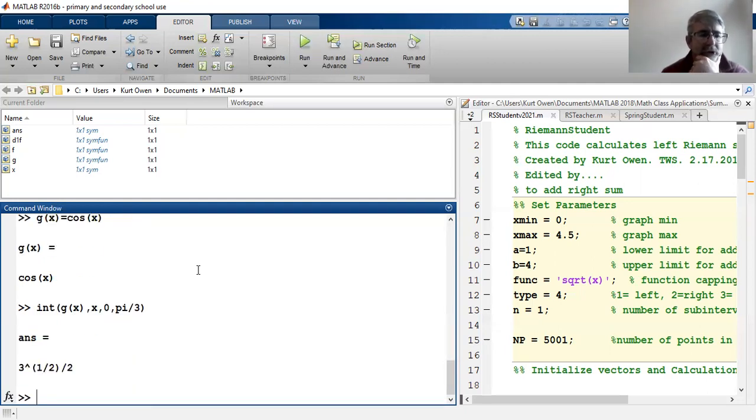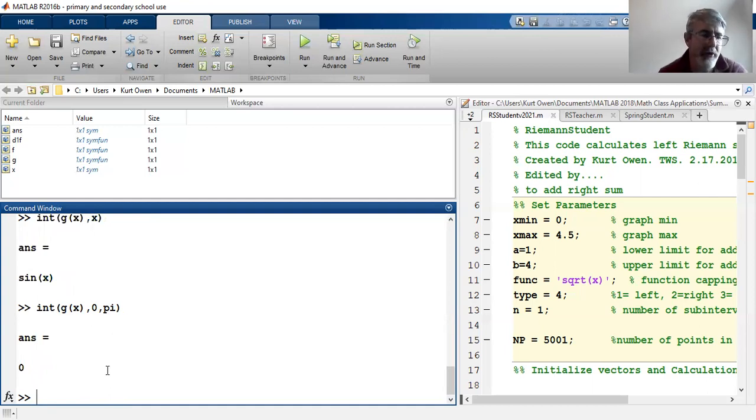Notice it gave us square root of 3 over 2, and that ends up being the area. Why is that the case? Because if we integrate g(x) with respect to x, we can see the antiderivative was sine x. So if we take the sine of x at pi over 3 minus the sine of x at 0, we get the answer that we just had a moment ago. We could also integrate g(x) from 0 to pi. Let's see what happens. The answer is 0.